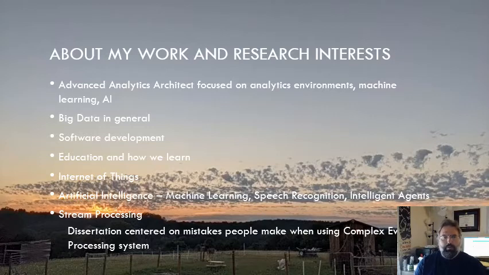It comes up in a lot of the work that I do, normally leading data into the platforms or systems that we're applying either machine learning or advanced analytics to. Artificial intelligence is obviously a core research interest of mine, machine learning, speech recognition, intelligent agents, and so on. And stream processing is a specialty that I focus on from time to time. My dissertation centered on that topic as well. The topic was the type of errors that people make when writing the rules related to complex event processing systems. So it was very much figuring out what kind of mistakes people make and how to avoid them.